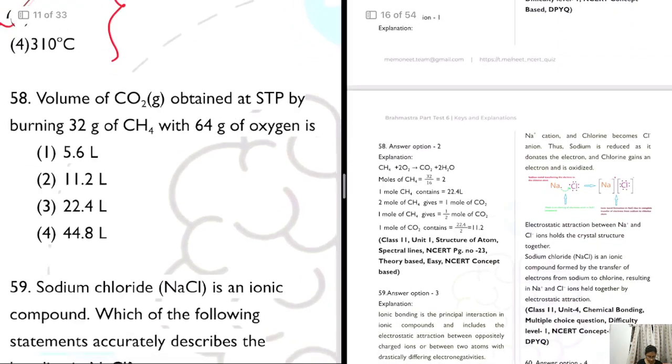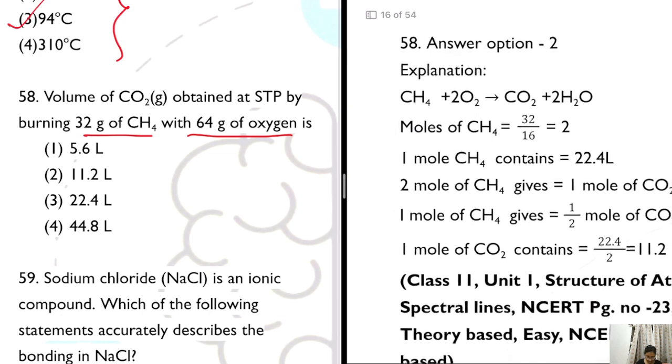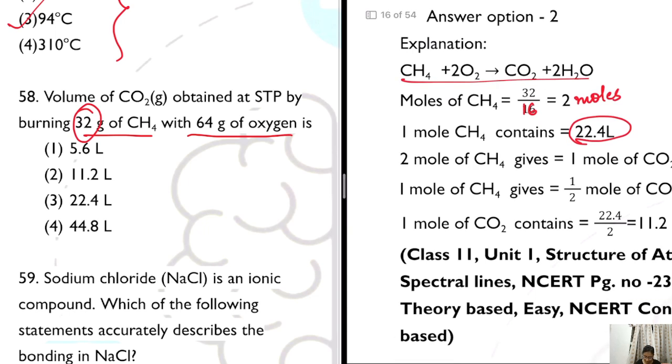See, volume of CO2 obtained at STP by burning 32 gram CH4 with 64 gram of oxygen. See, we only need any one. See this combustion equation for methane. How much is the given mass? 32 gram of CH4. We'll divide by 16, that is the molar mass, and we'll get 2 moles of CH4. Now at STP, we know that 1 mole occupies 22.4 liters.